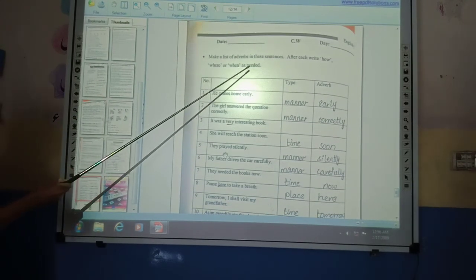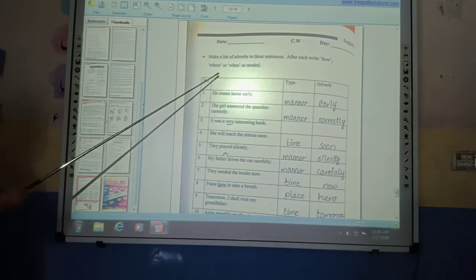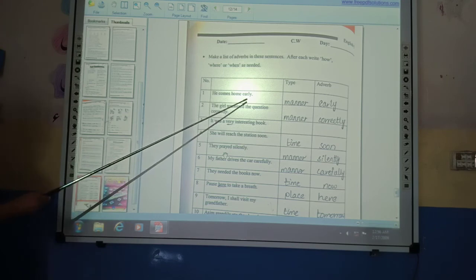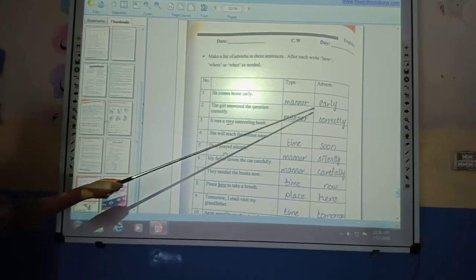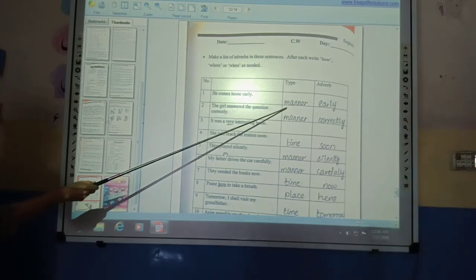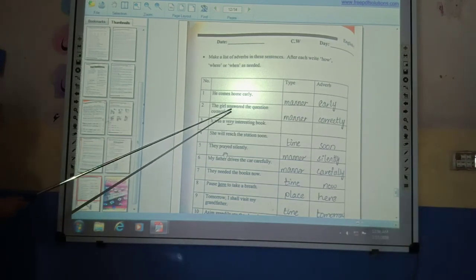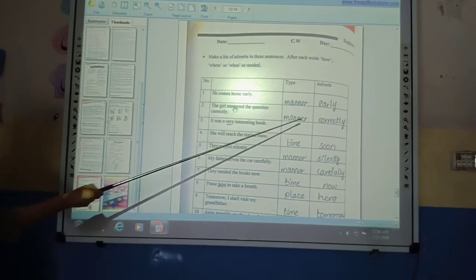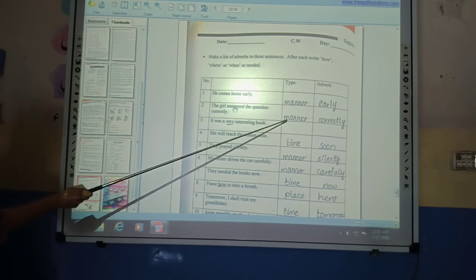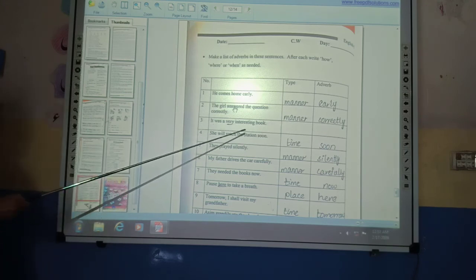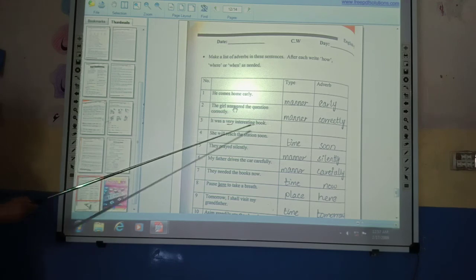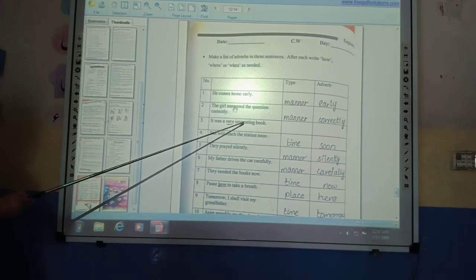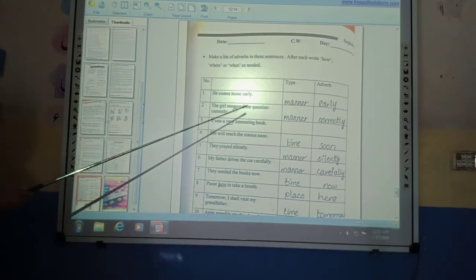Make a list of adverbs in these sentences. After each, write how, where, or when as needed. He comes home early. Early is the adverb here, and this is the adverb of time. The girl answered the question correctly. Correctly is the adverb, and this is the adverb of manner. It was a very interesting book. Very here is the adverb. It describes the adjective, that is interesting. The book is very interesting.